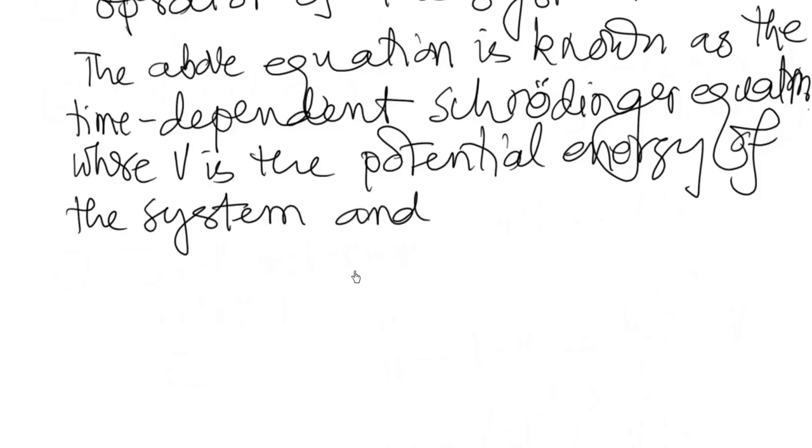And V is a function of position, usually is a function of position. So that's all for the postulates. So we have discussed 5 postulates, and we shall now study 3 theorems. These theorems are the outcomes of the postulates.